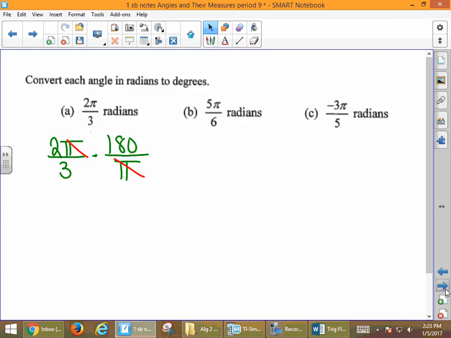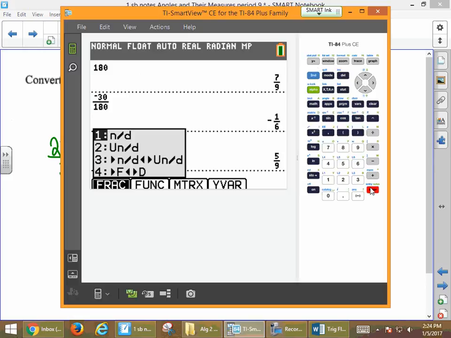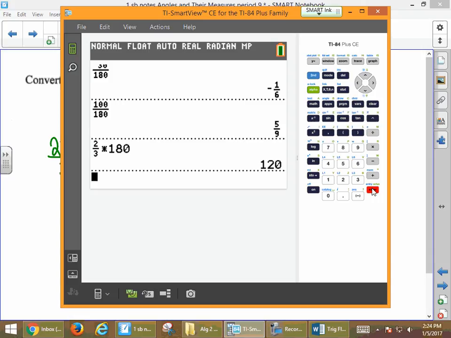You can type this in. By the way, just the shortcut version. 3 goes into 180 60 times. 60 times 2 is 120. Or you can take 2/3 times 180. There's 120.